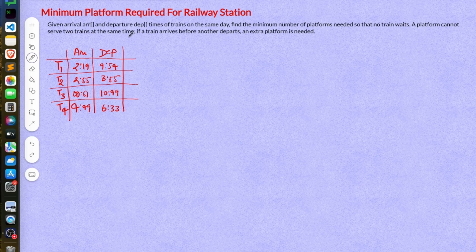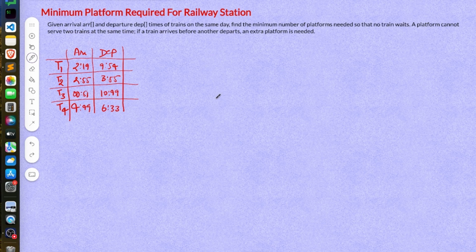So the problem statement says you will be given arrival time and departure time of multiple trains, and both arrival and departure happens on the same day. And we have to find out the minimum number of platforms needed so that no trains wait. And a platform cannot serve two trains at the same time.